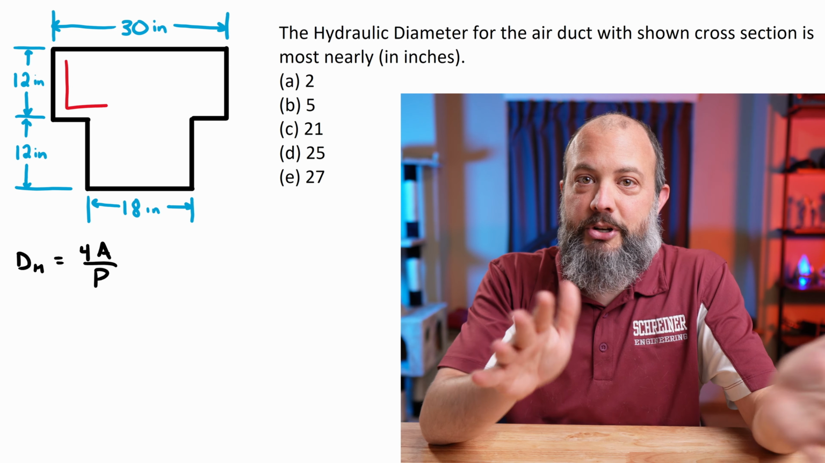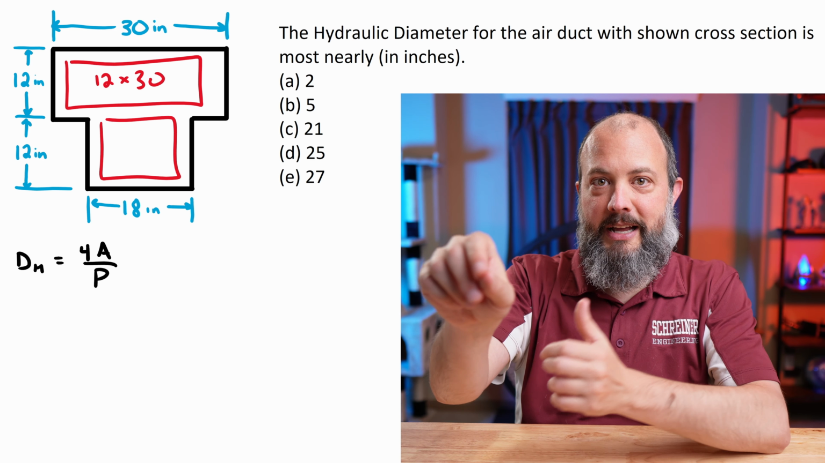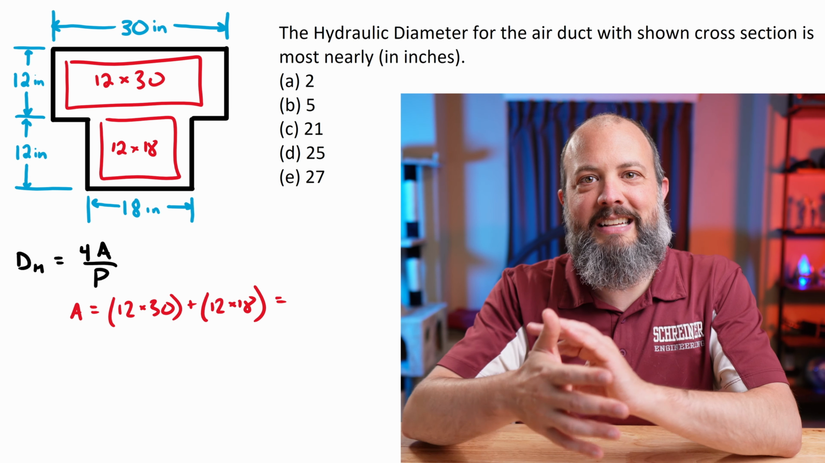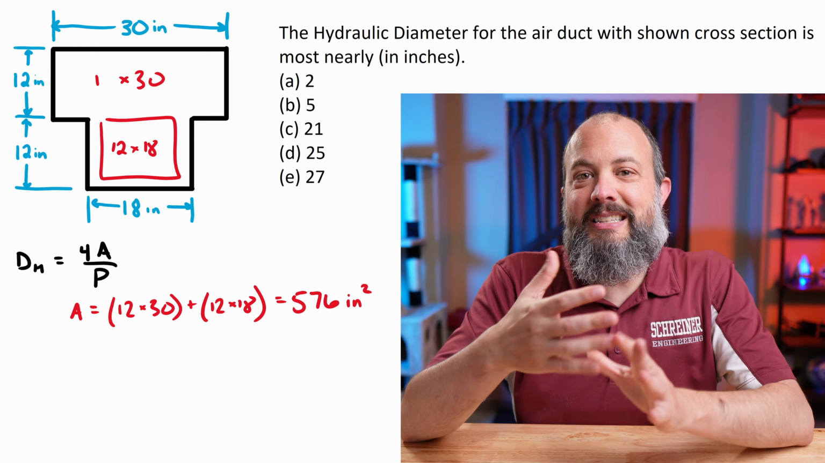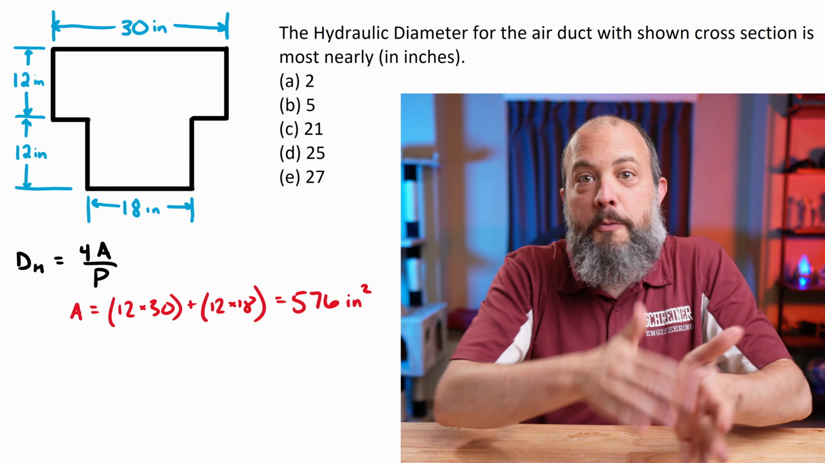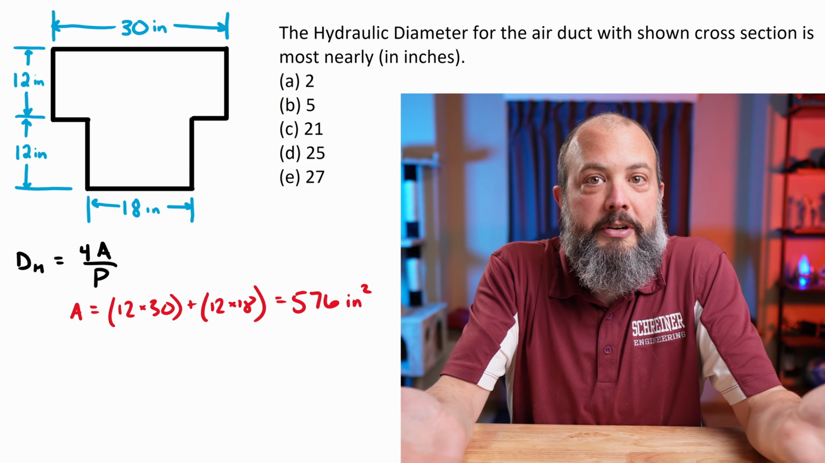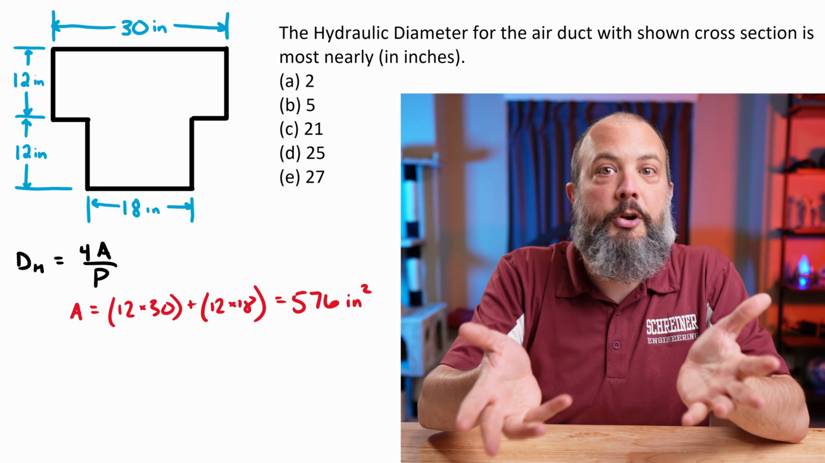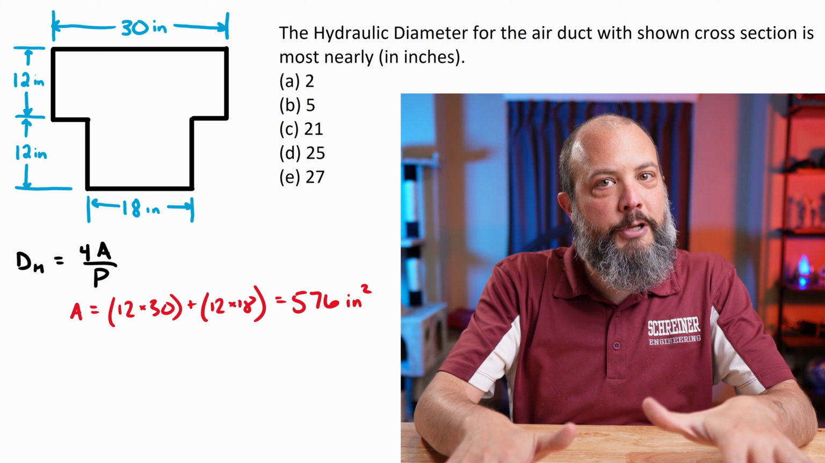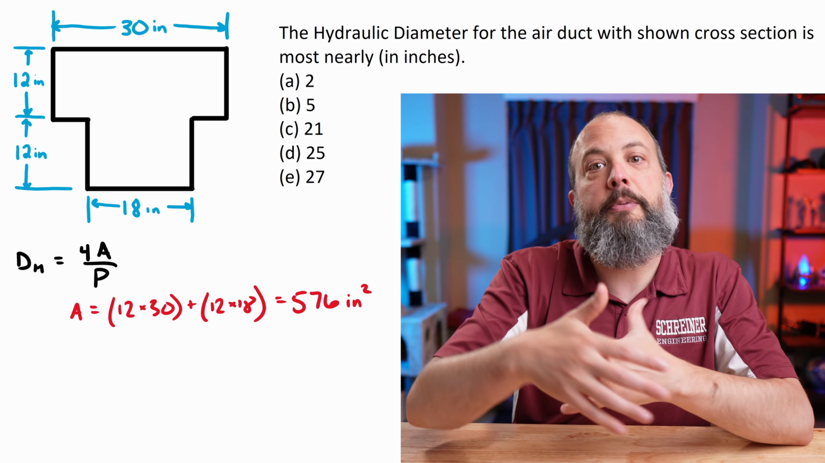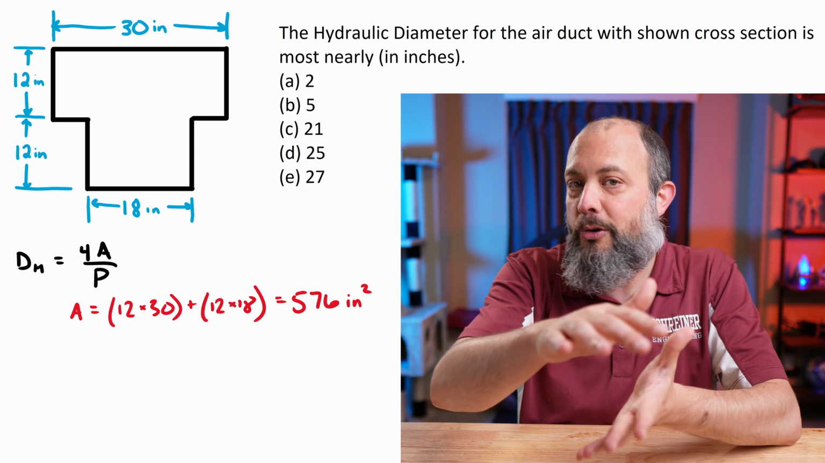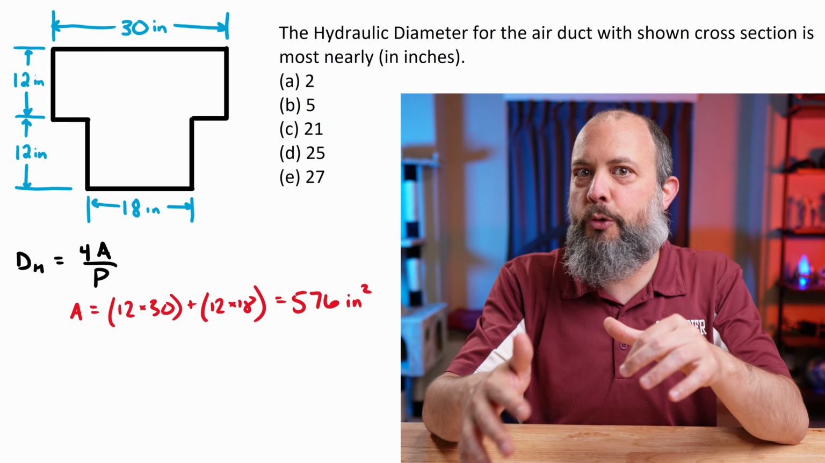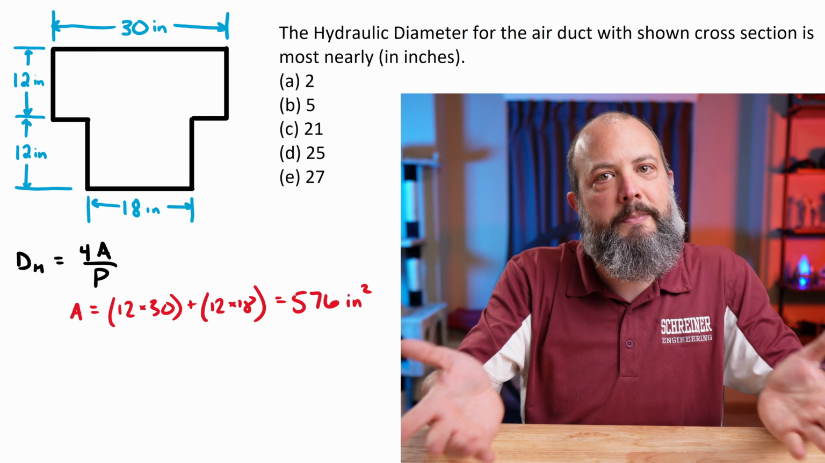Hydraulic radius times 4 is hydraulic diameter. So if I divide this shape into 2 rectangles, a 12 by 30 and a 12 by 18, I get 576 inches squared as the cross-sectional area. Since this is an air duct, the entire perimeter will be the wetted perimeter. If this were fluid flowing through it, if the pipe were full, then the entire perimeter would be wetted perimeter. But sometimes fluid problems don't fill the entire pipe. An open channel flow problem might sit only partway through, so there could be scenarios where your wetted perimeter would not be the entire shape. But for this one it is.